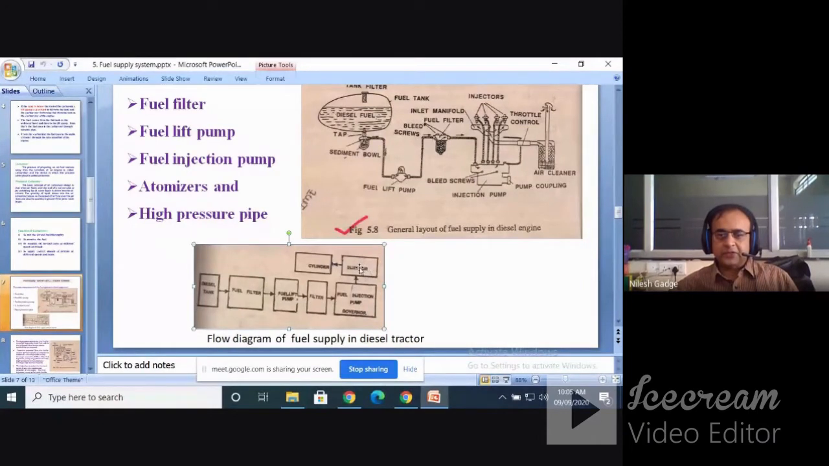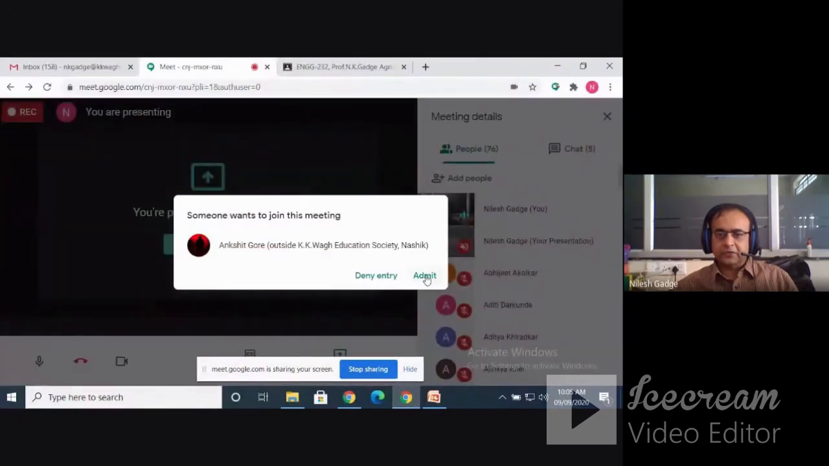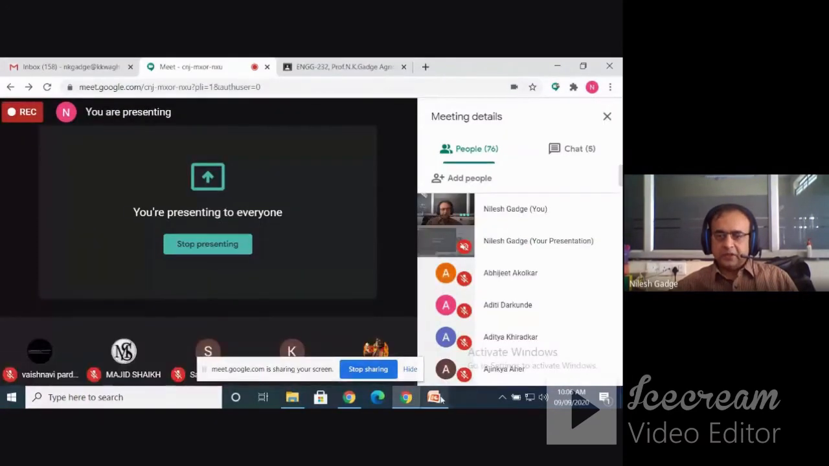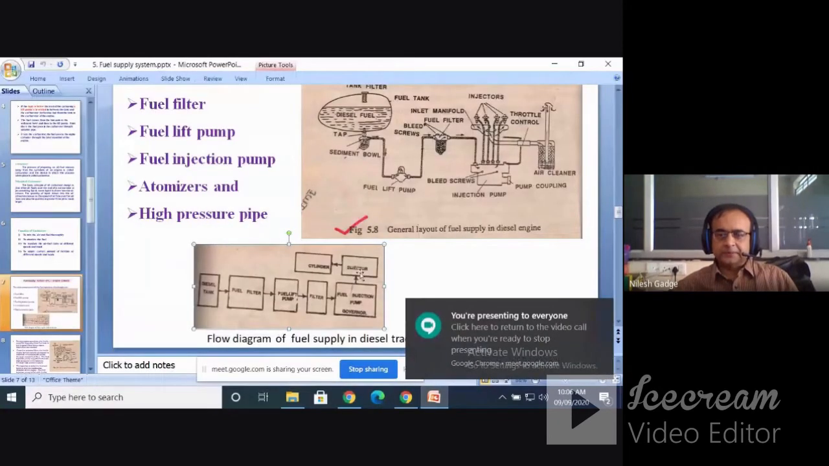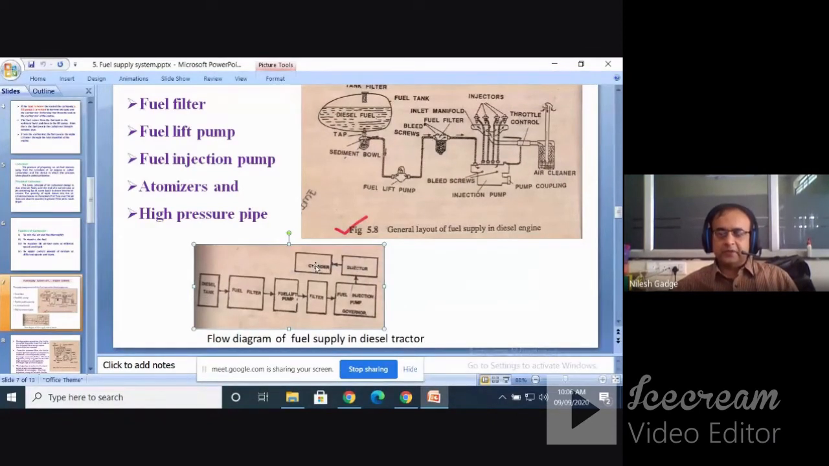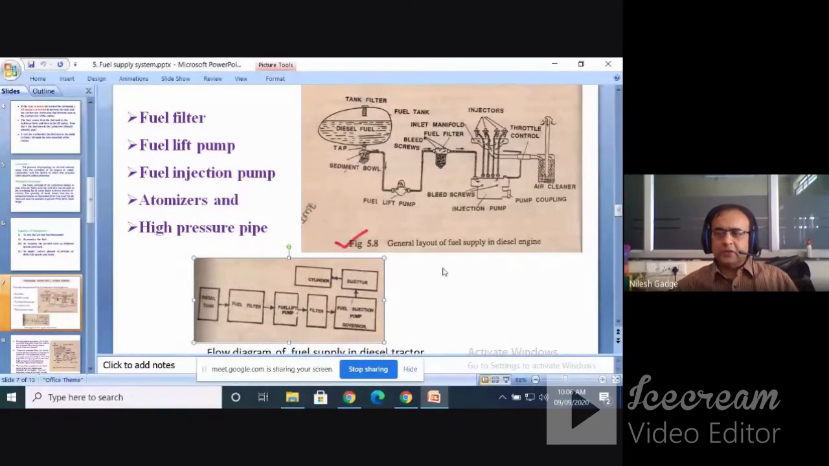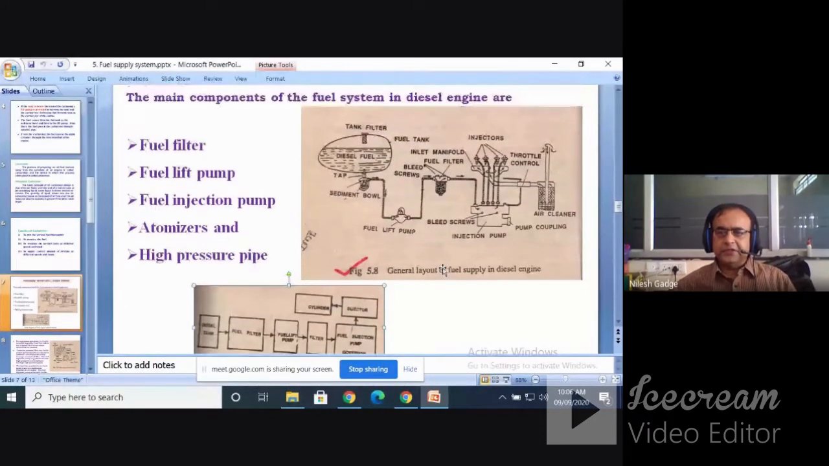This is actually the fuel injector. Fuel injectors are also known as atomizers. The last component is the cylinder, where the charge, fuel plus air, enters. But you should know that in a diesel engine only air enters into the cylinder.